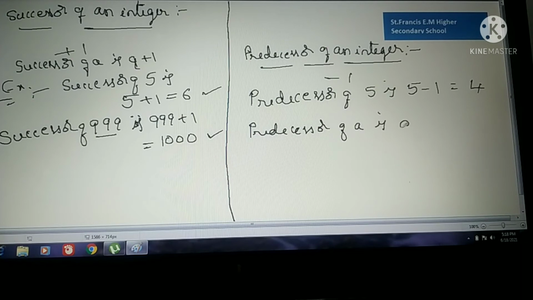A is a minus 1. So always you have to subtract 1 from the given number. Successor means you have to add plus 1. Predecessor means you have to subtract minus 1. You have to subtract 1. That is, you have to do minus 1.